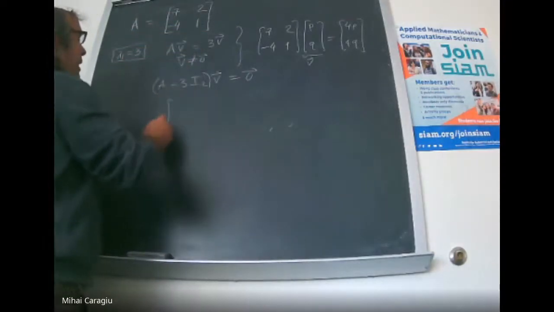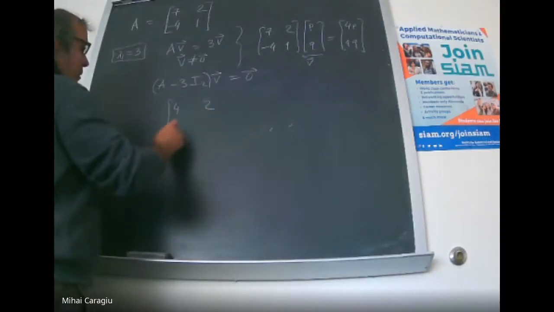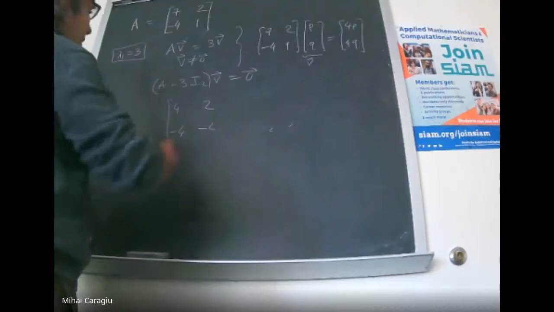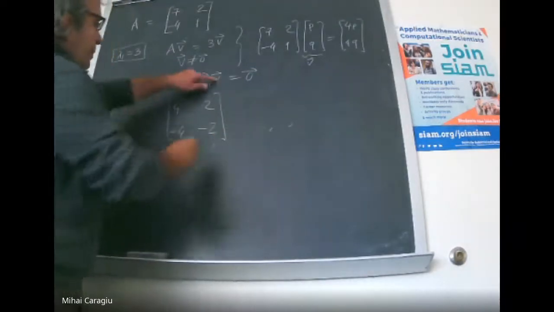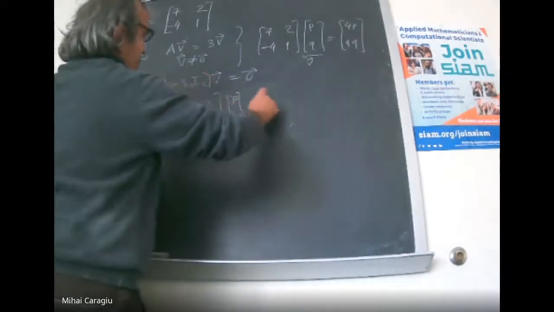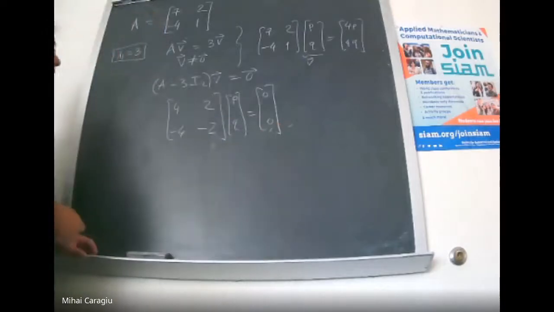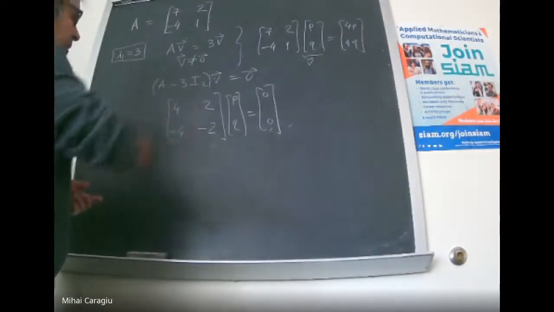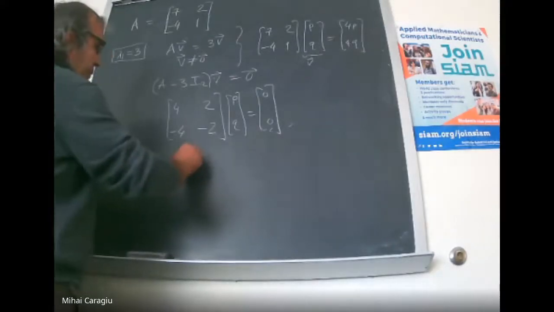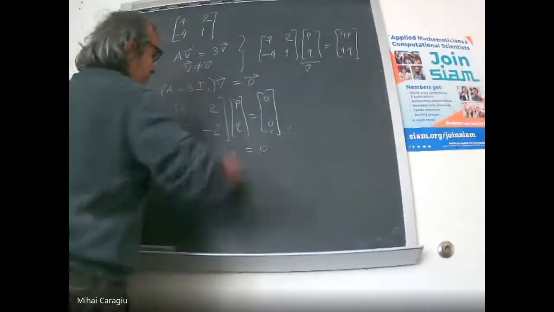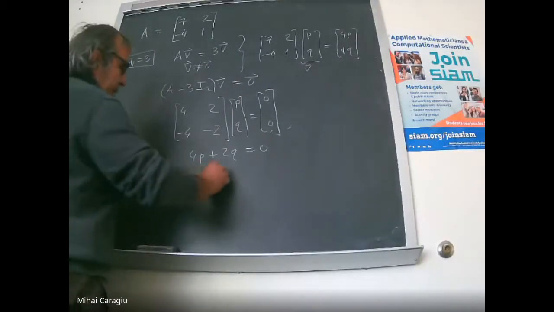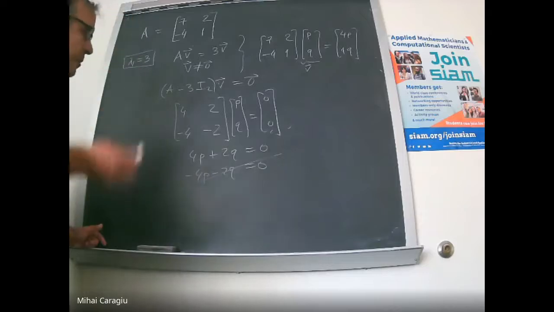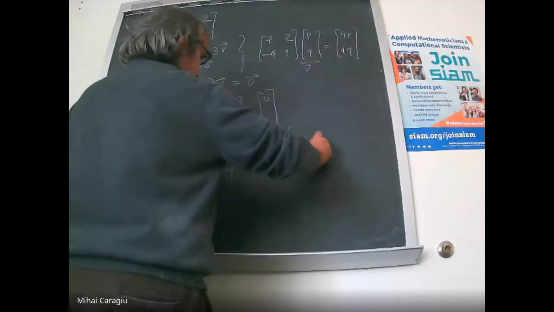So the matrix A minus 3I will be 7 minus 3 is 4, 2, -4, and subtract 3 from 1 is minus 2. Multiply by the vector v, p, q, equals 0, 0. The two equations we get after writing out the matrix product will be proportional. So 4p plus 2q equals 0, and the second equation will be redundant: minus 4p minus 2q equals 0. So basically, we just solve for this one and get q equals minus 2p.